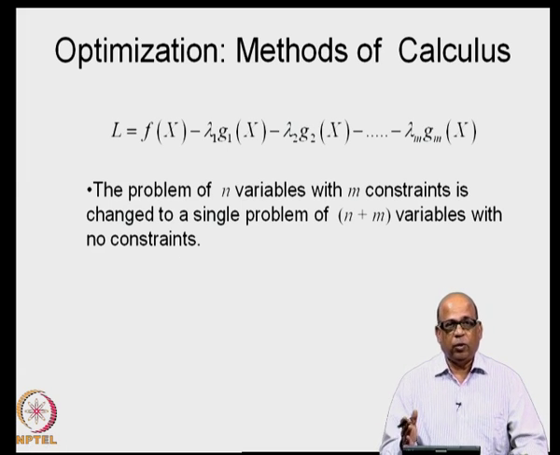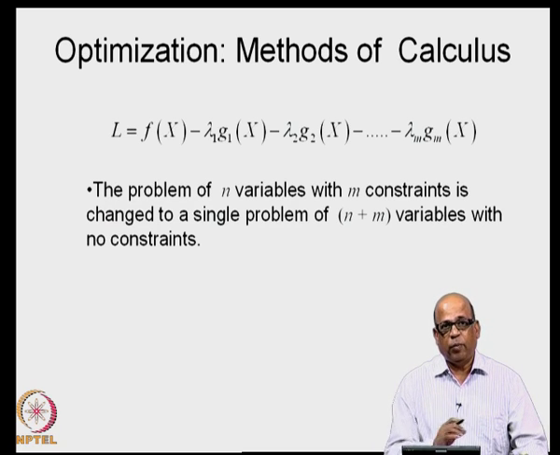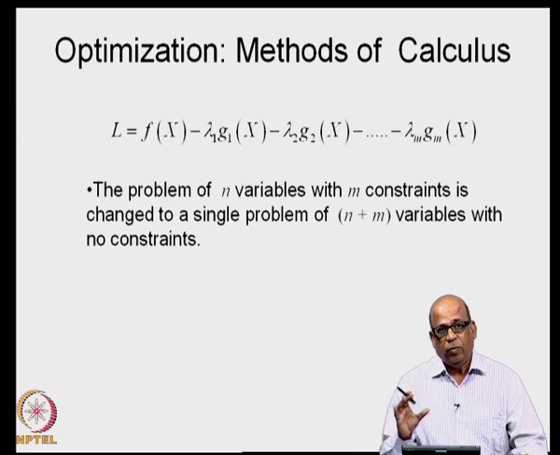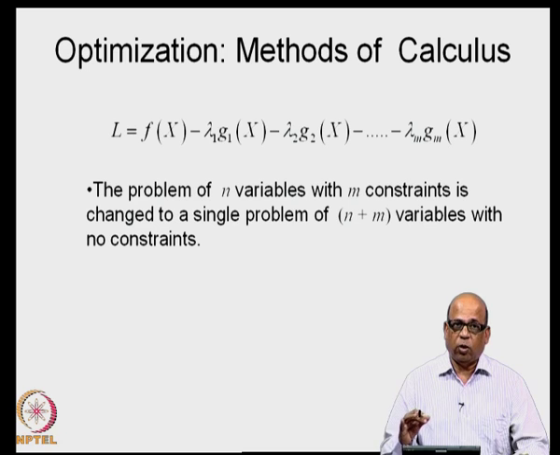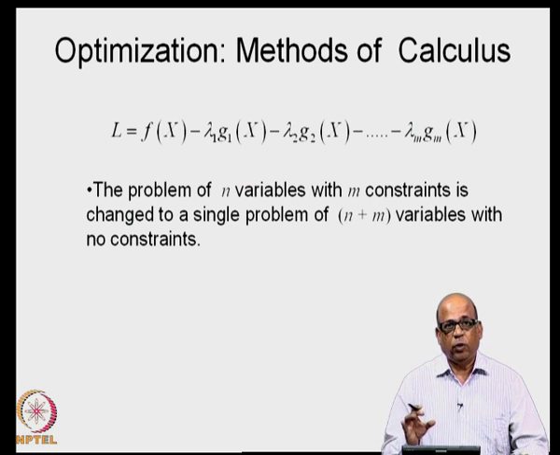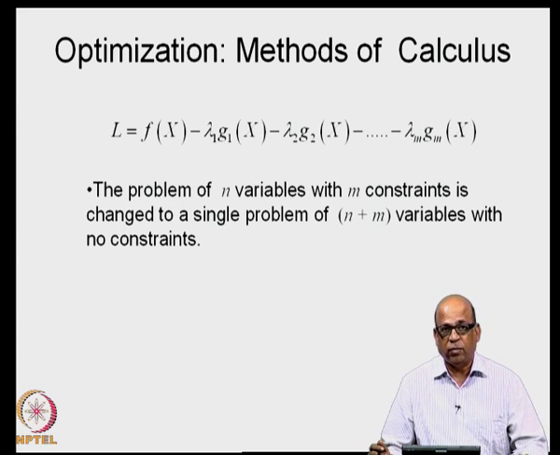Just distinguish this with respect to what we did in the direct substitution method. In the direct substitution method, you had m number of constraints, we expressed m number of variables, which actually means we eliminated m number of variables and then expressed the original problem with n minus m number of variables, still making it unconstrained optimization. In the Lagrange multiplier method, on the other hand, we introduce m number of additional variables, which are called the Lagrange multipliers, and therefore, the original problem of n variables with m constraints has now been converted into an unconstrained optimization with n plus m number of variables. We have added m number of variables in this case.